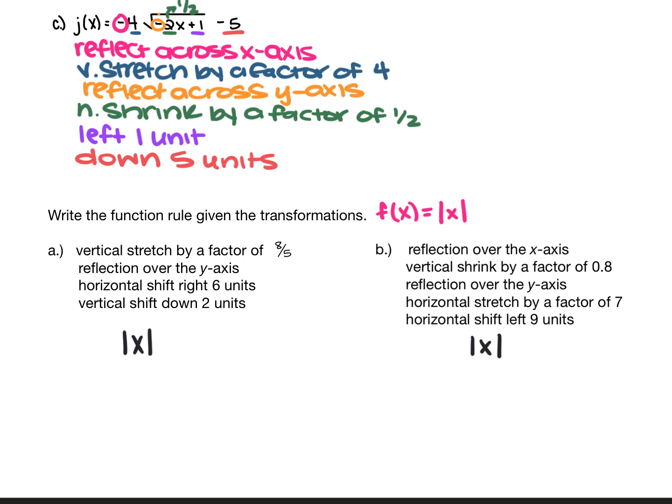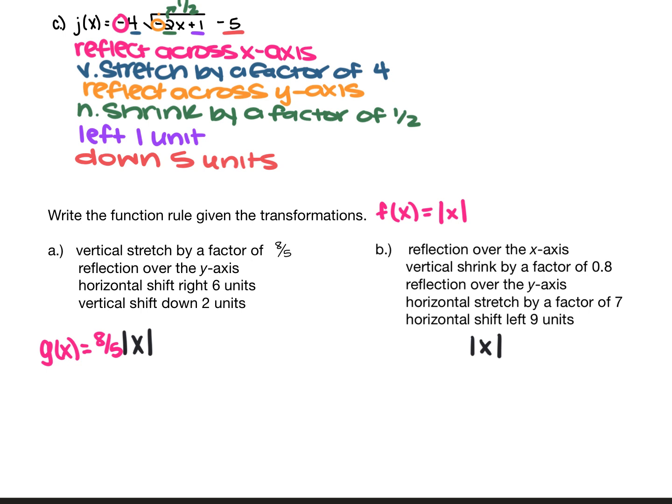For your first one, example A, it tells you that you have a vertical stretch by a factor of 8/5, a reflection over your y-axis, a horizontal shift right 6 units, and a vertical shift down 2 units. Well, to start this off, we're going to have to name it something other than f of x, so let's name it g of x. It has a vertical stretch by a factor of 8/5. That's vertical, so it's going to go in front of your absolute value. So that 8/5 goes in front, not 8/3, 8/5.